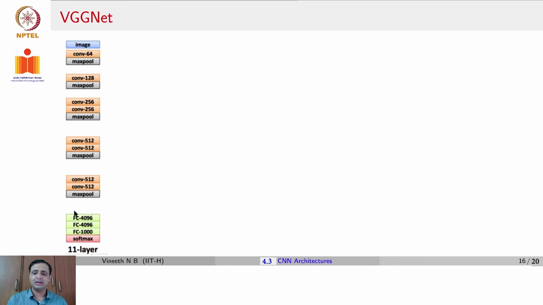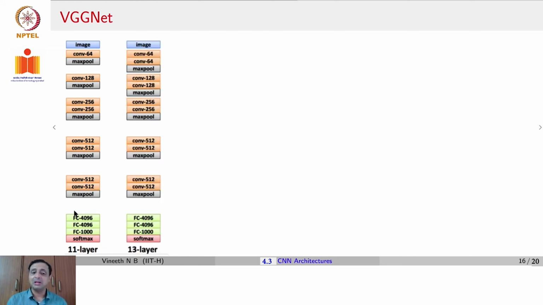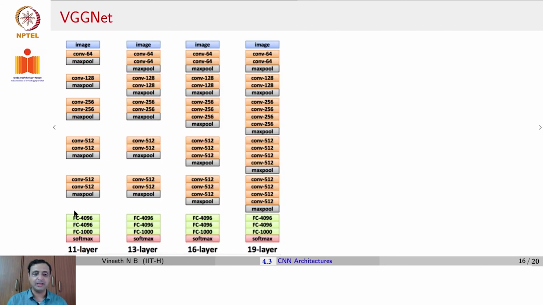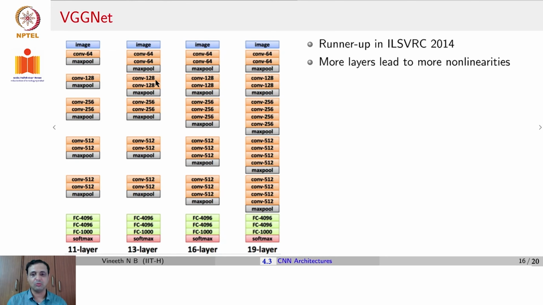So the way they went about doing it is to take multiple architectures of different depths. You can see here that the input is on top, the output is at the bottom in all of these architectures. You can see conv layers, max pool layers, conv layers, max pool layers, and so on. And these 64, 128 denote the sizes that you have in these architectures. The interesting design philosophy that they had, so this architecture won the runner-up in the ImageNet challenge in 2014.